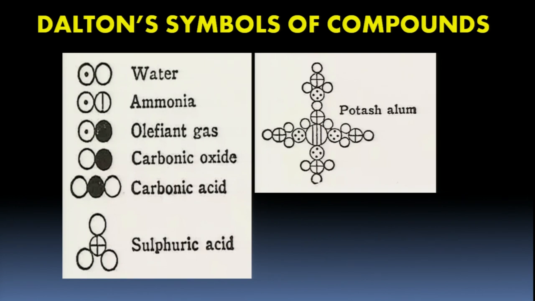When you are writing these symbols, if you use them in a chemical reaction, what will happen? You are going to make big drawings and diagrams. Is it easy for you to remember? No, definitely not. It becomes difficult for us to remember. So, this needed to be improvised. They needed some changes.